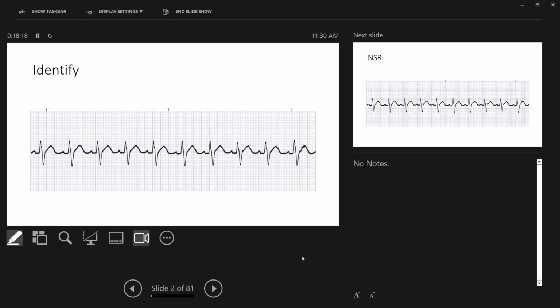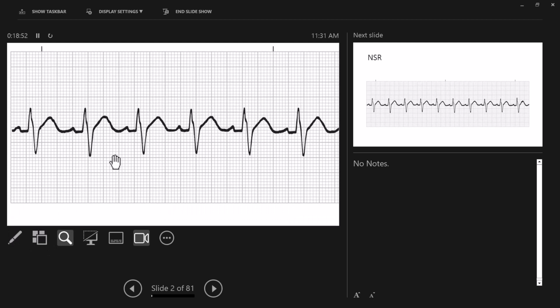All right. So tell me, what is your rate in this EKG? 100. How much? 80. 2, 3, 4. 80 to 90. Okay. So I would tell you 80 to 90, we're okay. Rhythm. Do you see P waves? Yes. Do the P waves look upright? Yes. Good. Tell me about the PR interval.